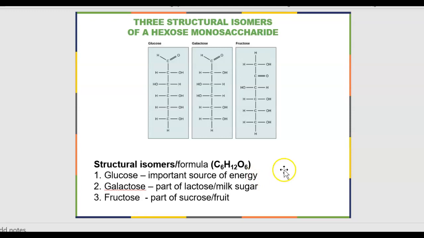Here we also see that we can have isomers. That term isomer, remember, means the same chemical formula, but a different arrangement of the atoms. So all 3 of these have the same chemical formula, C6H12O6. But on the left we have glucose, the middle is galactose, and the right is fructose. See if you can see the differences between them by just staring at these molecules.